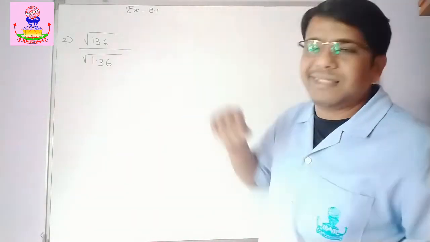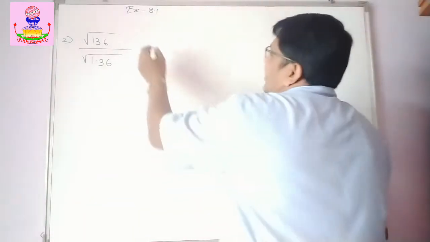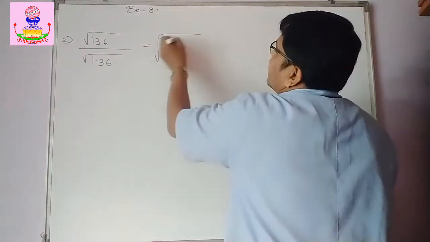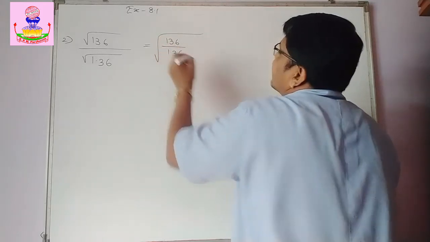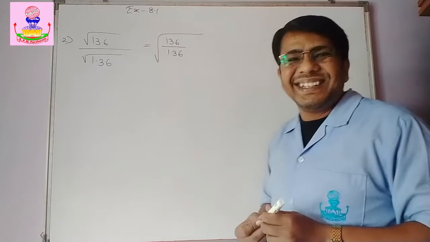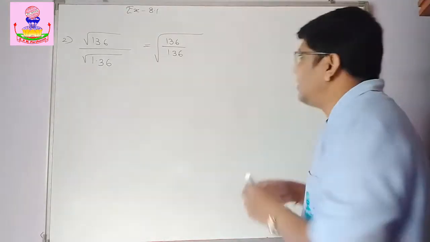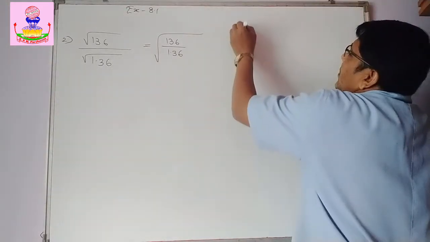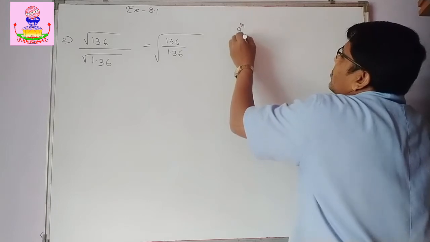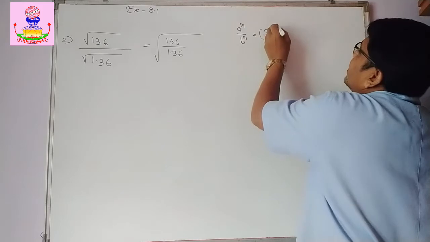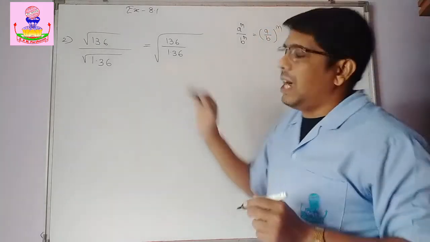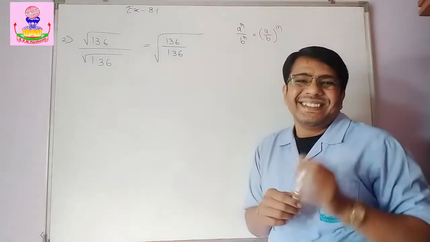Now, first thing, I will write this using the laws of indices in this way. Square root of 136 upon 1.36. Okay. You know that law? a raised to m upon b raised to m, I can write as a upon b whole raised to m. The same law I have utilized here.